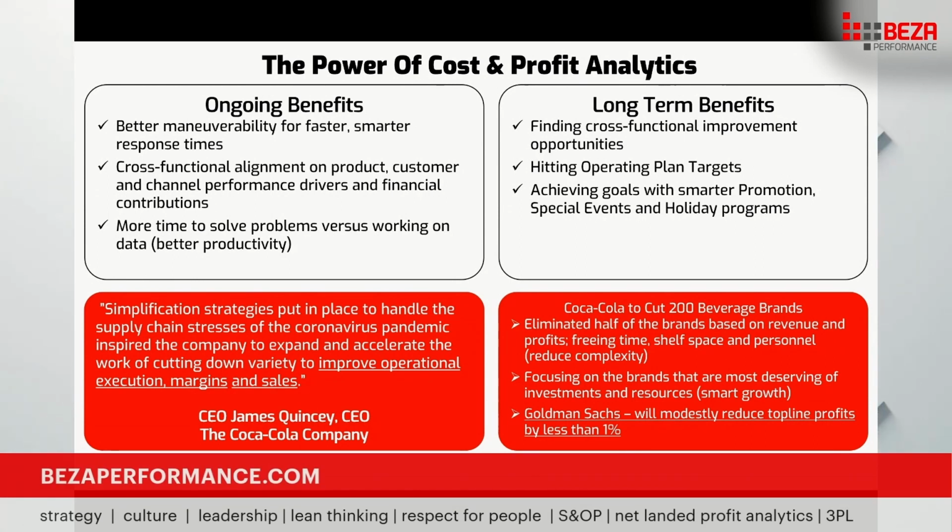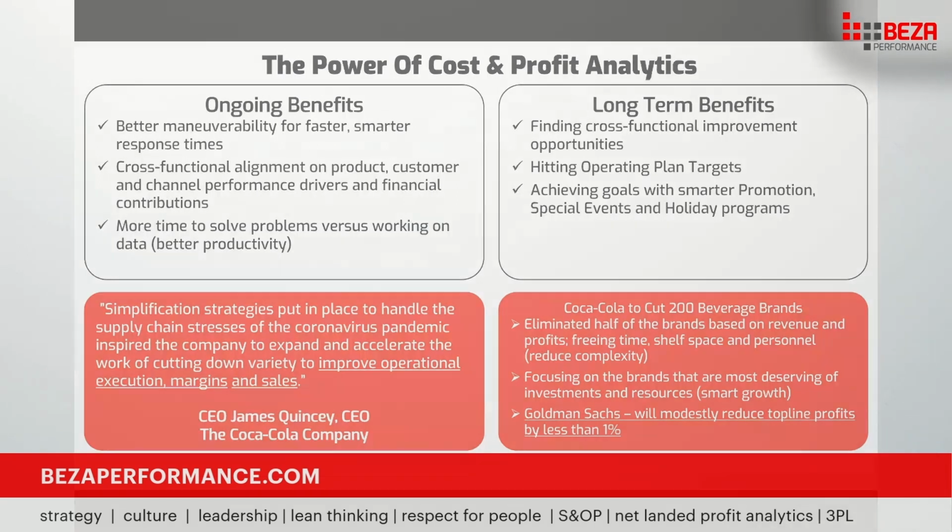And you can see from Goldman Sachs, they're saying it's only going to reduce top line profit, just at the very beginning of that, by 1%. So there's a lot of benefits on that. You have the benefits short-term and long-term, Marshall, that are really important to realize. This is not just about SKU rationalization. This is about understanding the ability to react quicker, to plan smarter, to do the things that you want to do that really grow the organization very smartly.